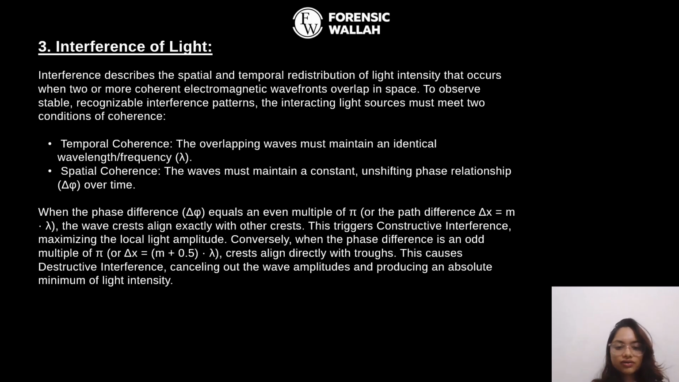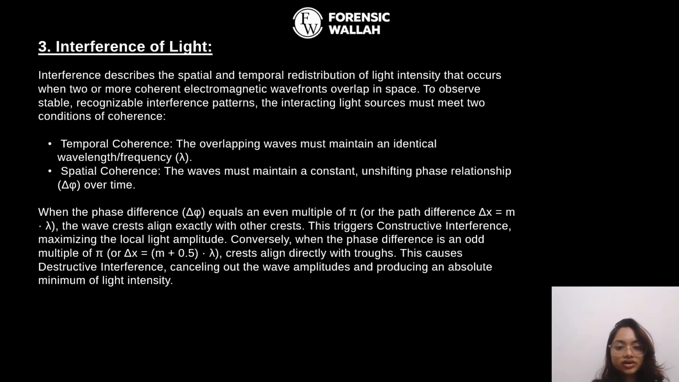Now, the interference of light. Building directly upon superposition, we arrive at the phenomenon of interference. Interference describes the spatial and temporal redistribution of light intensity that occurs when two or more coherent electromagnetic wavefronts overlap in space. It is important to note that you cannot take any two random flashlights and see an interference pattern. To observe stable, recognizable interference, the interacting light sources must meet two strict conditions of coherence. The first one is temporal coherence and the second is spatial coherence.